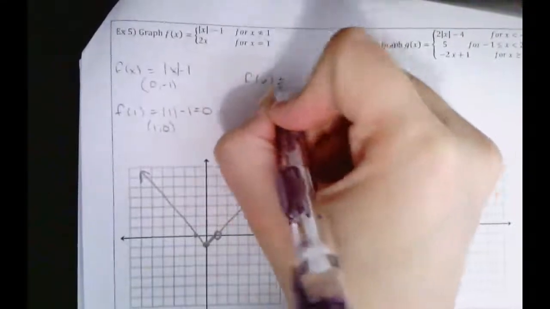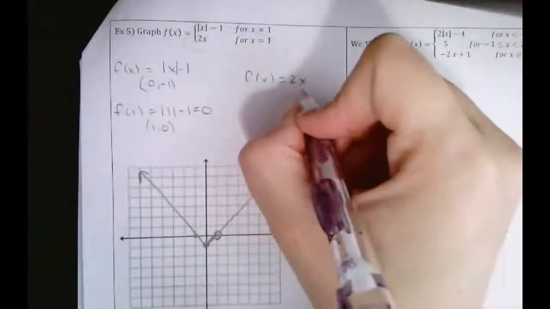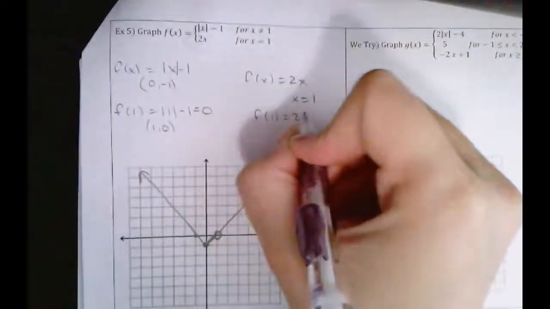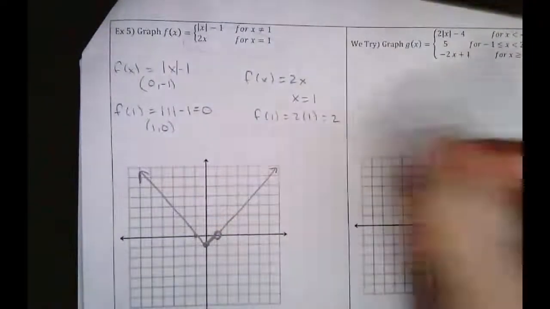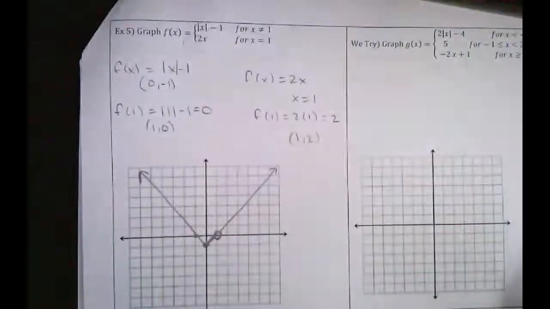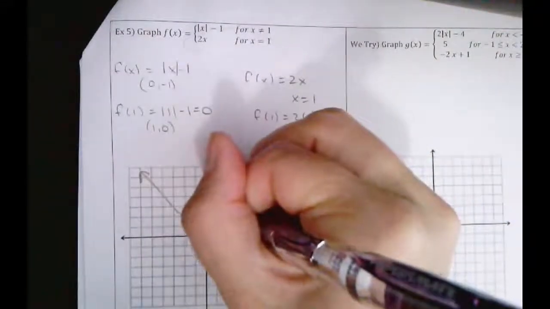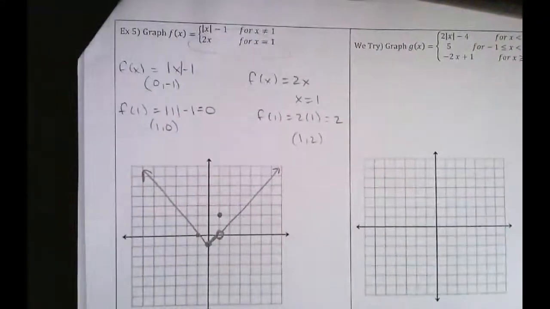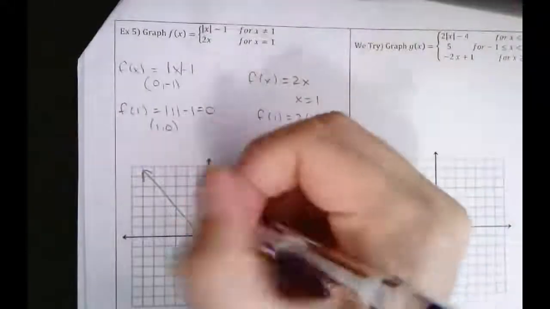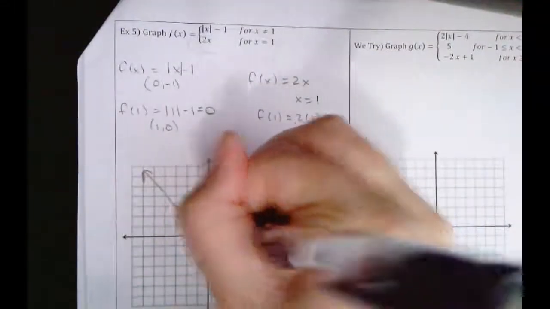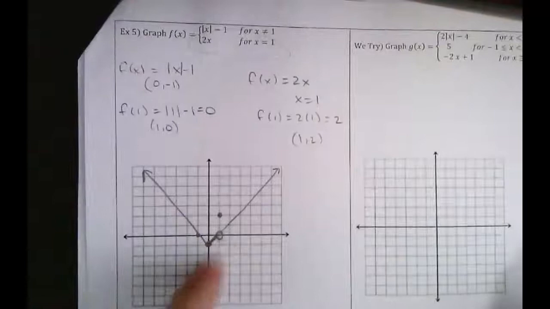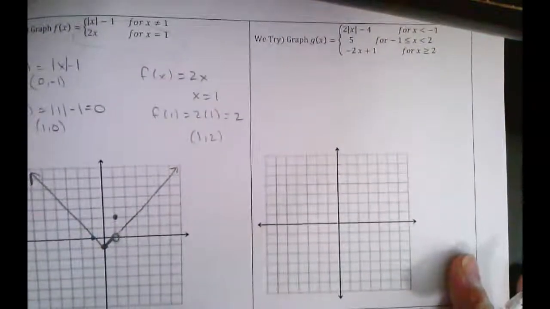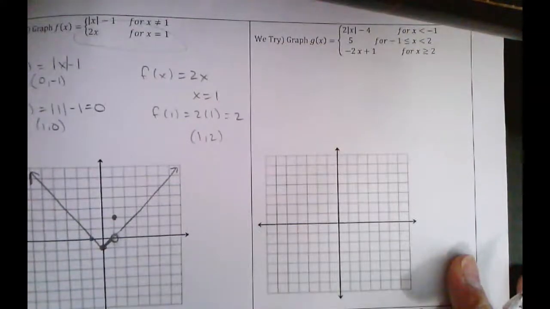So the second part of our piecewise function is 2x, only when x is 1. So if we plug in 1, we get 2. So that's just one single point right here. So we have an absolute value V with this big hole in it right here at (1, 0), and then just a random point right there. All right, so pause the video, try the retry, and then I'll go over it when you're done.